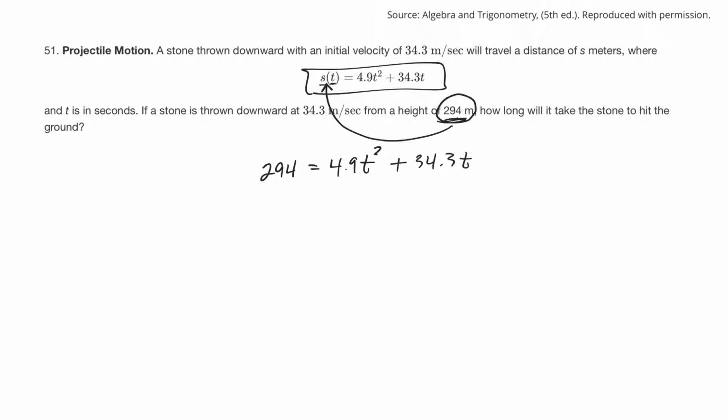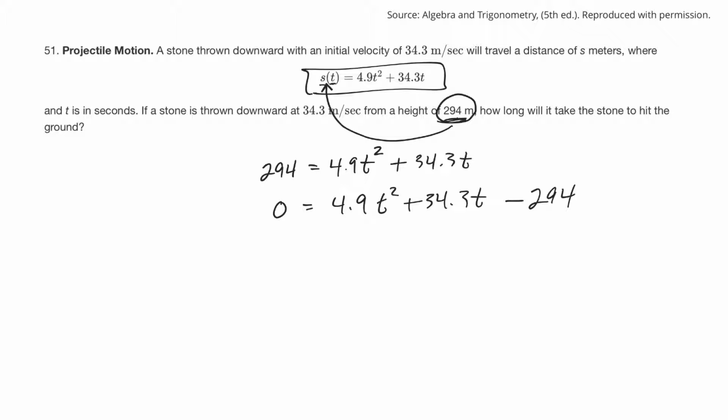And now, this is t squared. This is a quadratic, so I'll make it equal to 0. 4.9 t squared plus 34.3 t minus 294. And so it's a quadratic, so I could use the quadratic formula to solve that. I could try and factor it.